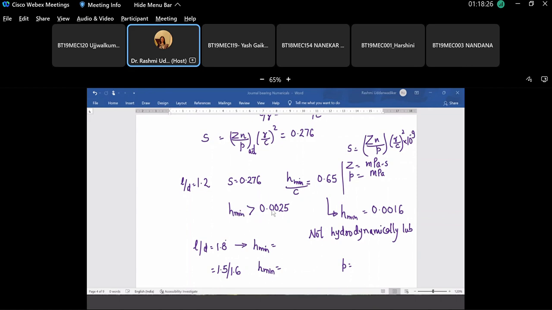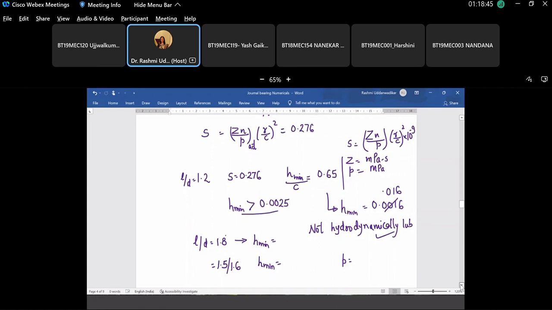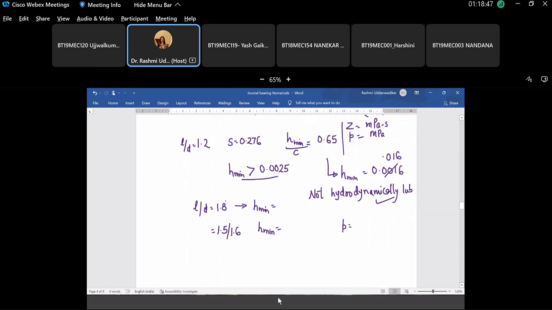So a higher value of H minimum is always good. So if you are getting this value as 0.016, this is definitely greater than this minimum value, and this is a hydrodynamic case. You don't need to worry about L by D and P then. Please check if this is 0.016, this is greater than 0.0025, and so this is a case of hydrodynamic lubrication.